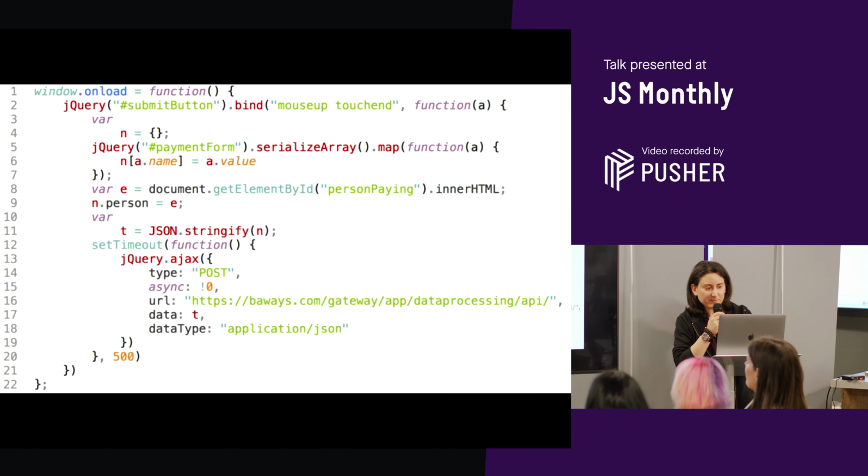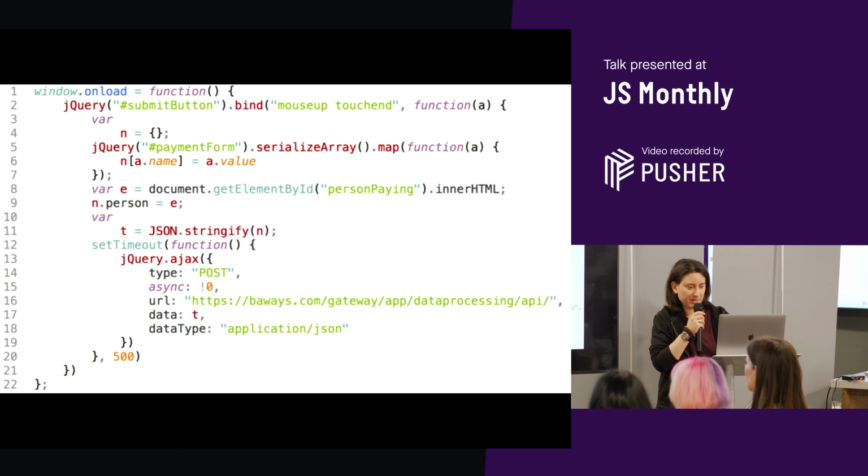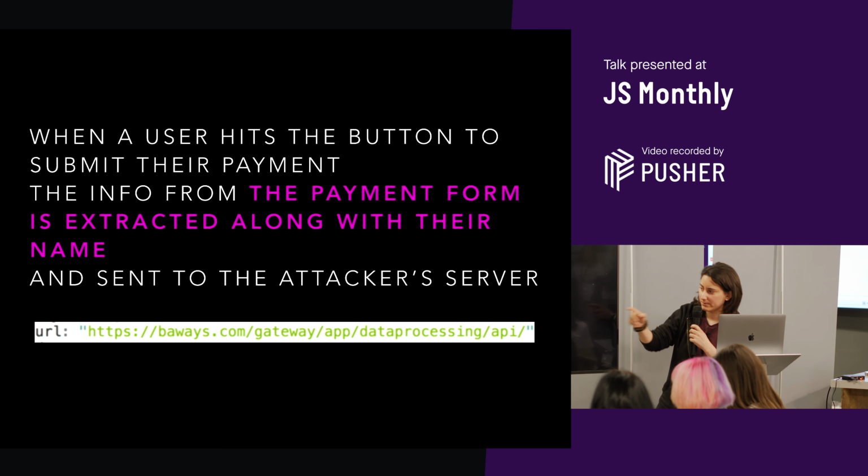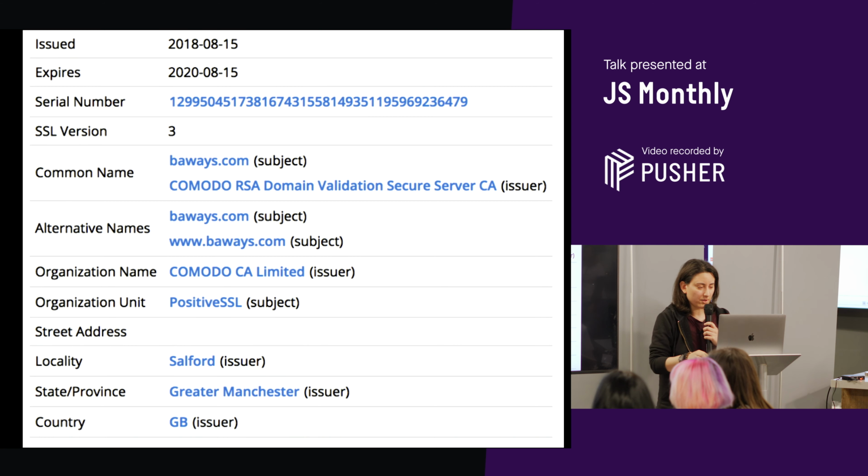For those who don't get what that piece of code is all about: when a user hits the button to submit the payment, the info from the payment form is extracted alongside their name and sent to the attacker's server, which is this address. They get all the information at that address. And they've also created a specific website and registered everything to get all of that info, just like baways.com.